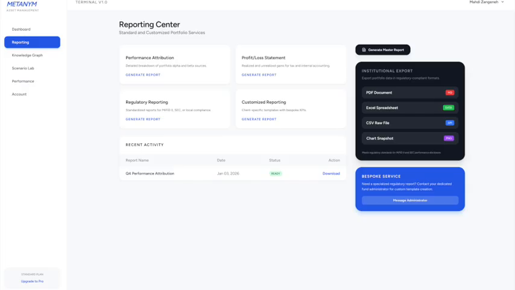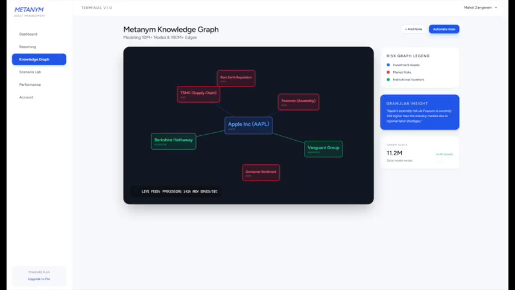Now, on to some of the more interesting functions here. So far we've shown some fairly basic portfolio management, some newsfeed, which is kind of interesting, but anyone can do a newsfeed. Let's not kid ourselves about the relevance of that. Now we're getting on to some of our more unique selling propositions for Metanym Platform as a whole, and that is the knowledge graph.